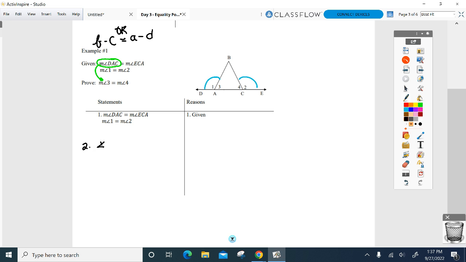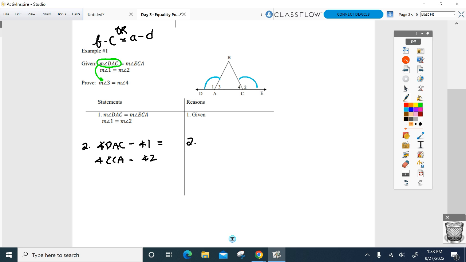So angle, we'll start. You got to start with the bigger angle. DAC. What angle are you going to look at the diagram? Look at the diagram. What angle do I need to take away from DAC to get angle 3? What needs to be wiped away, subtracted from DAC to get angle 1? I'm sorry, angle 3. Angle 1. Equals. That's the same as angle, the other straight angle, ECA, minus angle 2.